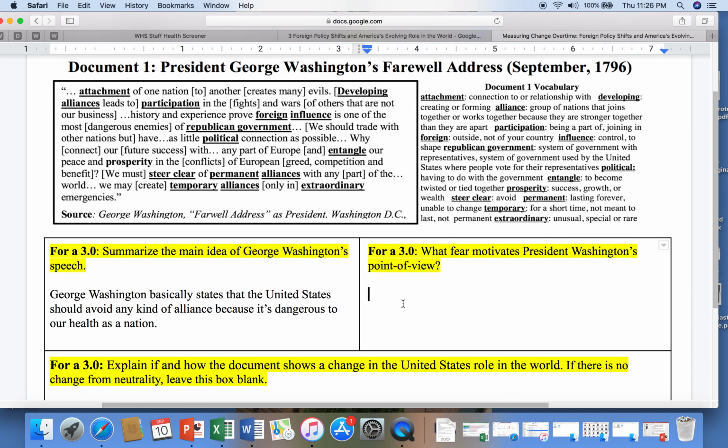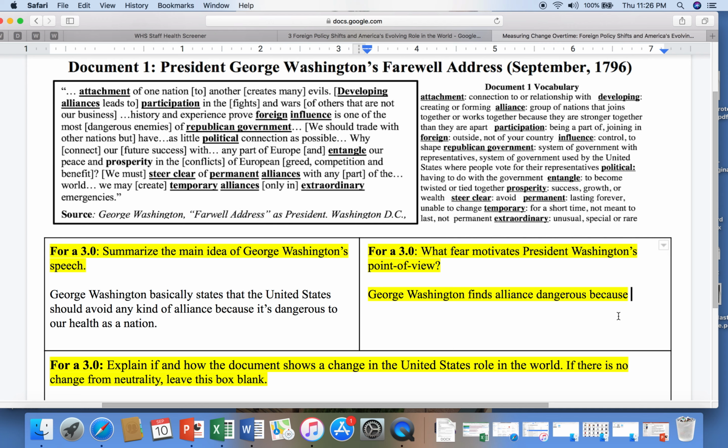All right, so we're going to go on and say that George Washington finds alliances dangerous because. And if we go back to the reading, he talks about this idea of participation in foreign wars. He also talks about how, when we entangle ourselves in the greed, competition, and benefit of others, it runs the risk of dangerous things. But I'm really going to focus on this first one.